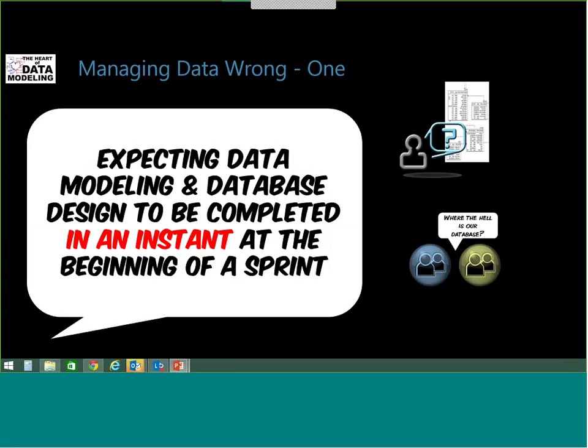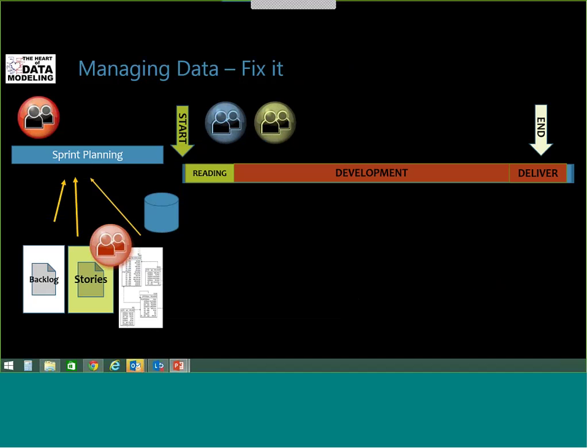We're going to talk about that. So the first thing that Agile projects get wrong is expecting data modeling and database design to be completed in an instant at the beginning of a sprint. And this conflict is probably the number one reason why data modelers get escorted out the door after the first couple of sprints, because not only is this physically impossible, it's logically impossible, and we tend to not say nice things about the Agile process that expects us to do this sort of wizardry.